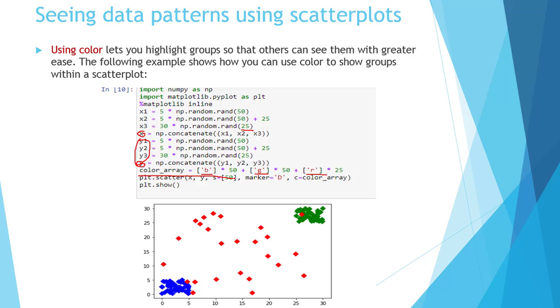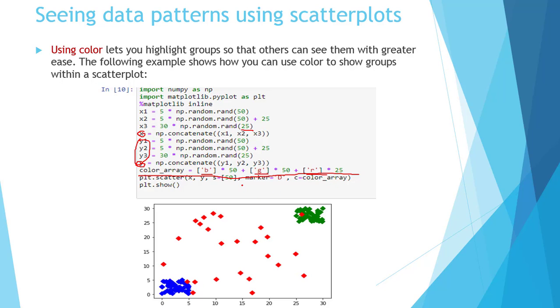This is the only line that is different from the previous example. After that, we have called plt.scatter, in which we have specified x, y, the size of the data point, marker is diamond, and color equal to the color array.